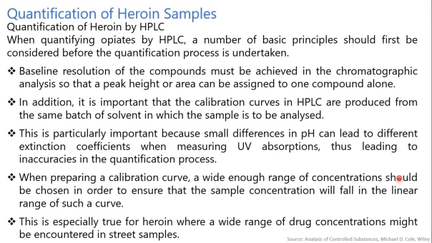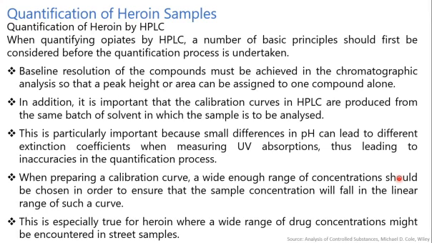In addition, it is important that calibration curves in the HPLC are produced from the same batch of solvent in which the sample is to be analyzed. So that we have used the same solvent for the sample as well as the standard. This is particularly important because small differences in the pH can lead to a different extinction coefficient when measuring the UV absorption, thus leading to inaccuracies in the quantification process. When preparing the calibration curve, a wide enough range of concentration should be chosen in order to ensure that the sample concentration will fall in the linear range of the curve.